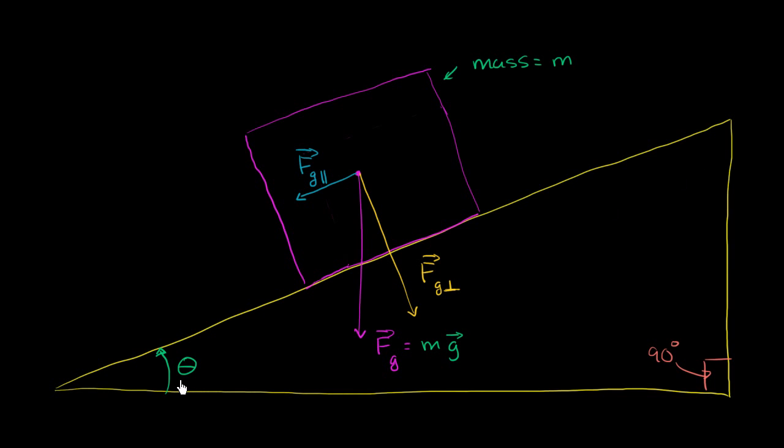Or if this is theta, this angle right over here is going to be 90 minus theta. Now, the other thing that you may or may not remember from geometry class is, if I have two parallel lines, and then I have a transversal, so I'm going to assume this line is parallel to this line, and then I have a transversal. So let's say I have a line that goes like this.